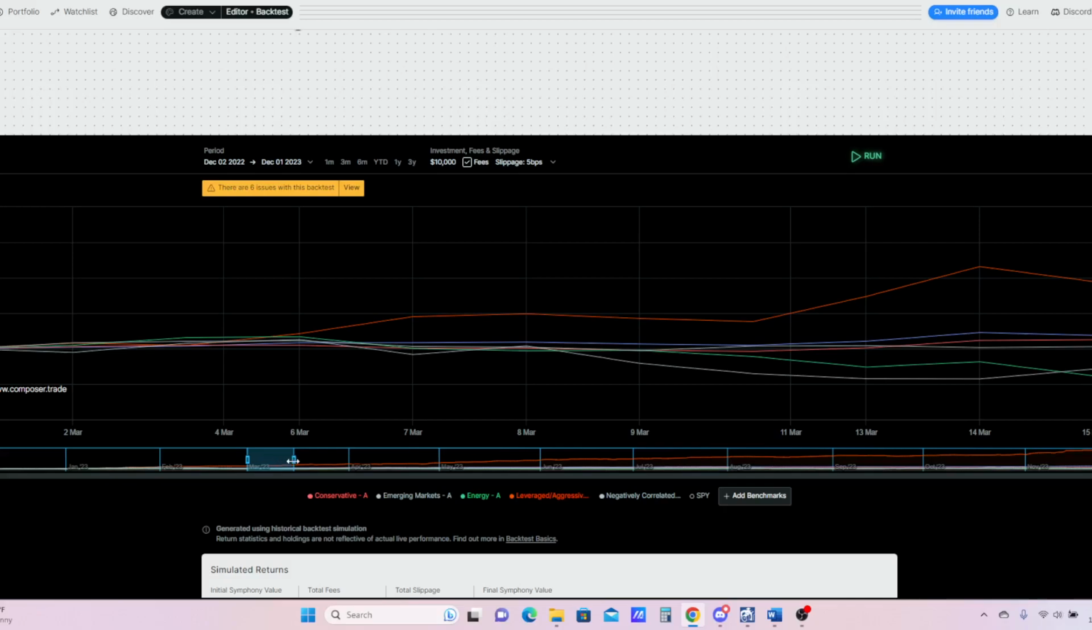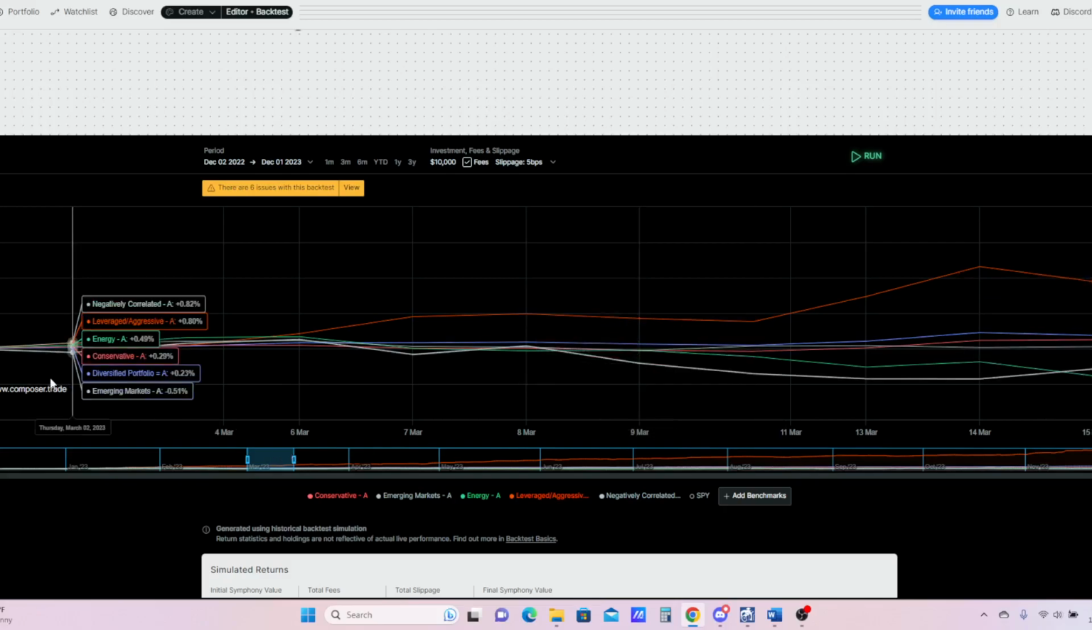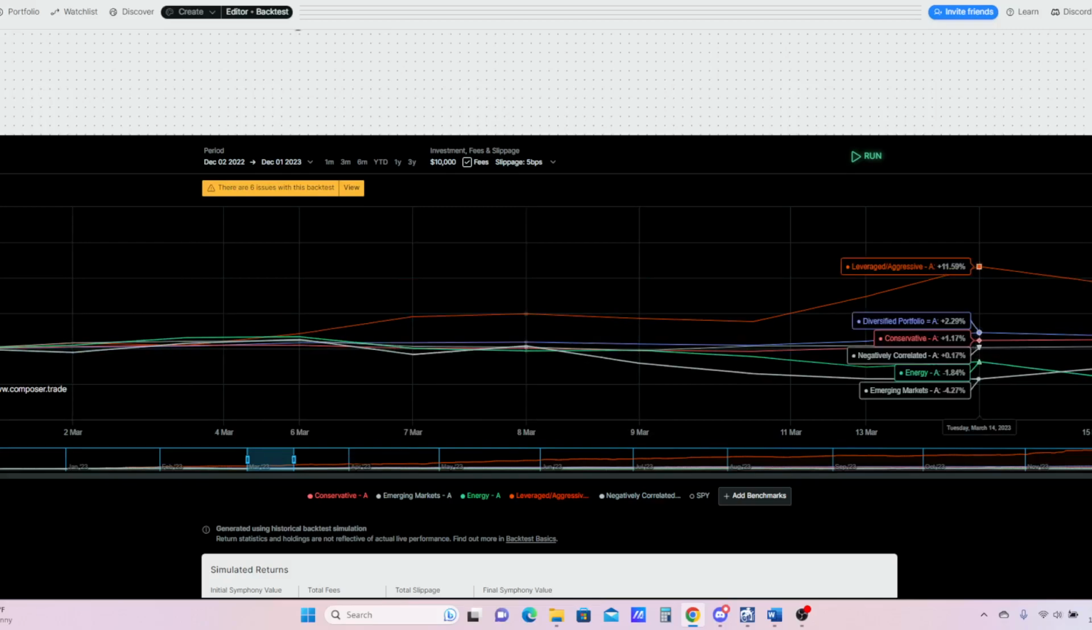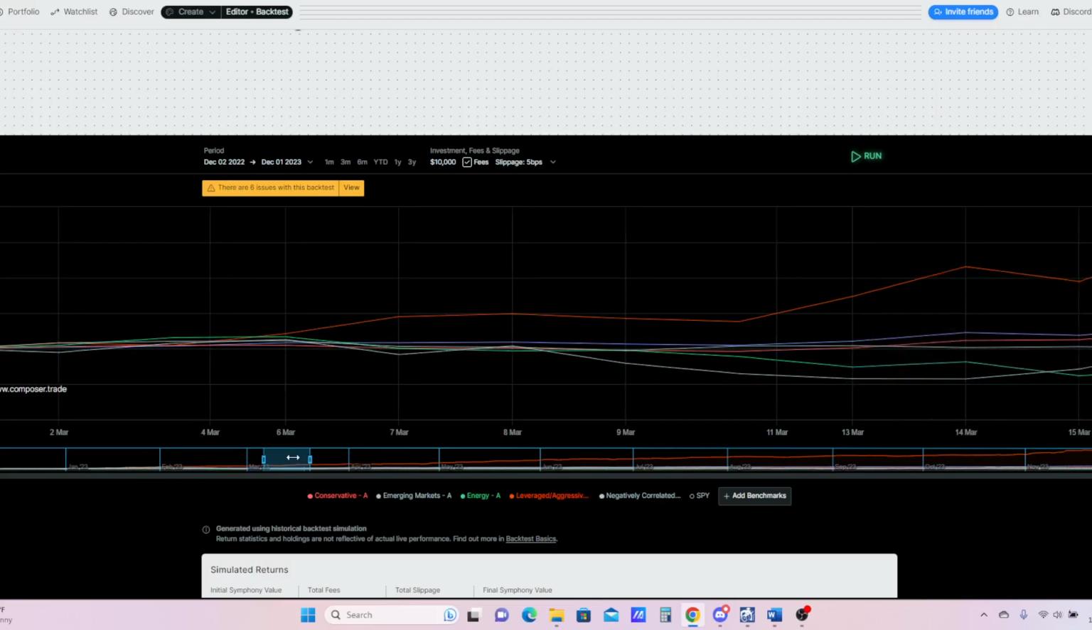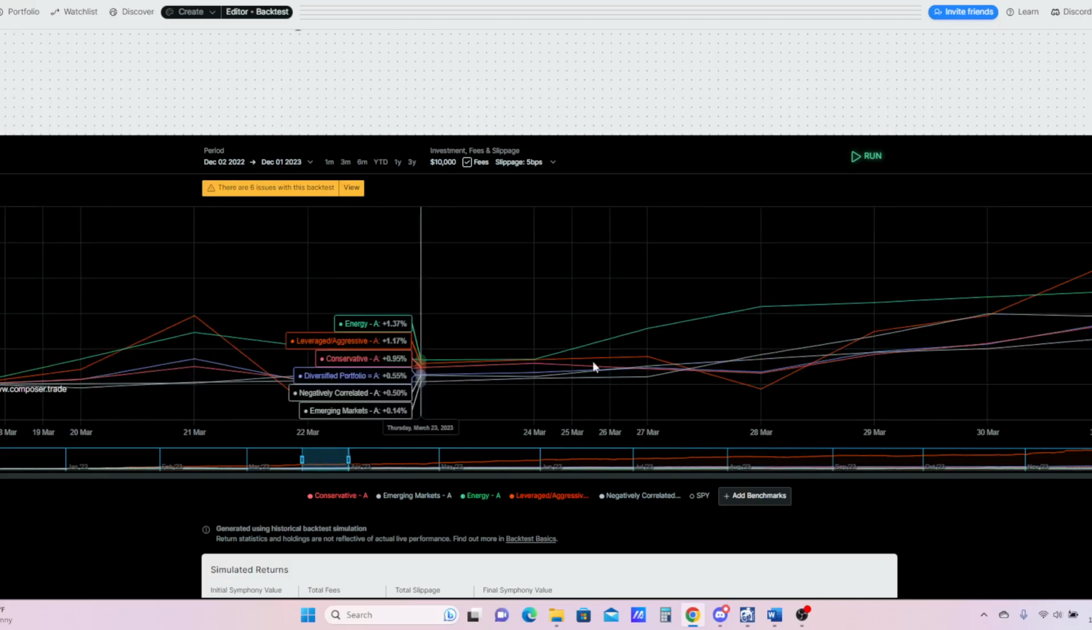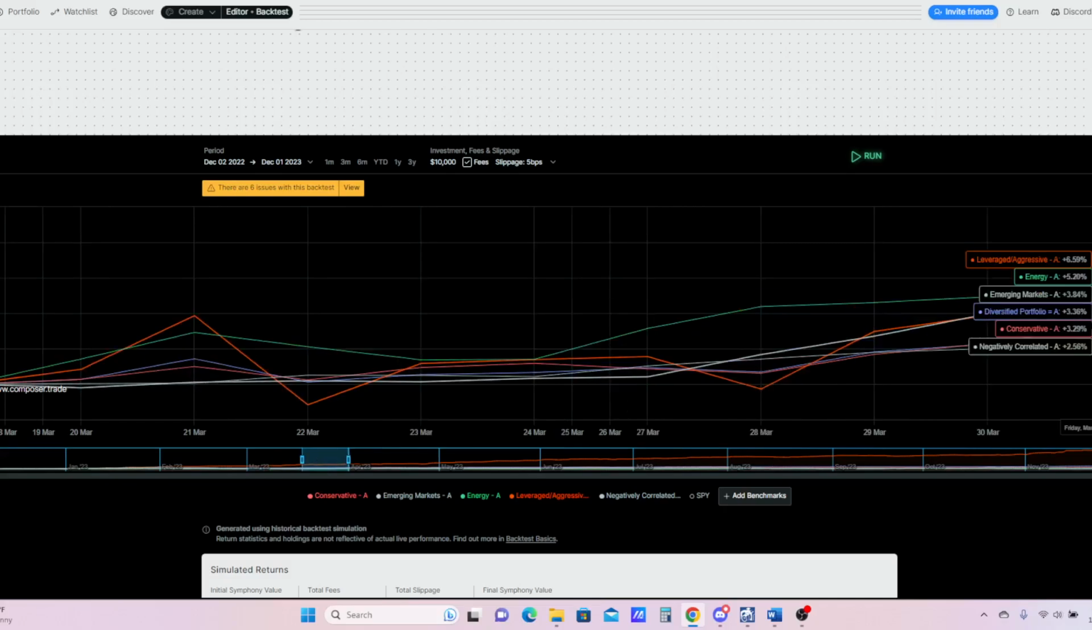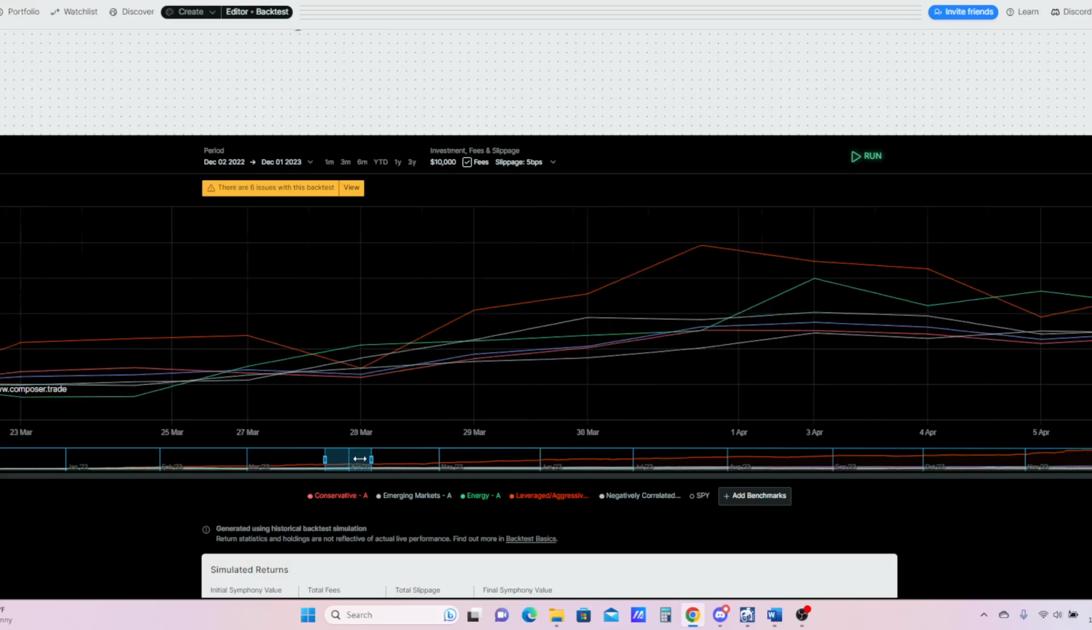I'll drag to, so these are all like 2-week periods. So let's see, we got 2 that are negative, 3 that are positive, 4 that are positive, and you have a positive 2 weeks, right? March 2nd to, yeah, about, these are like 2-week periods. They're pretty much all positive, so the portfolio is positive.